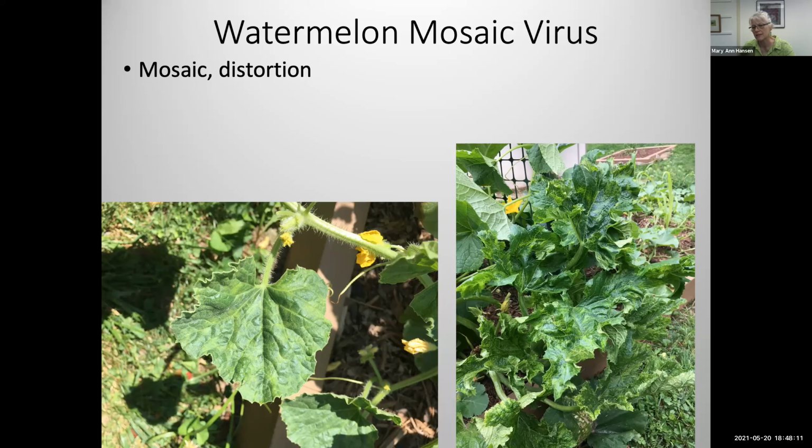And, you know, the fruit can also be kind of mosaic-y and distorted. Still edible. These are plant viruses. They're not going to attack you. But, you know, the plants don't look that great. They're probably not going to yield as much.